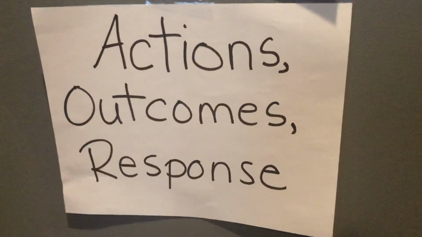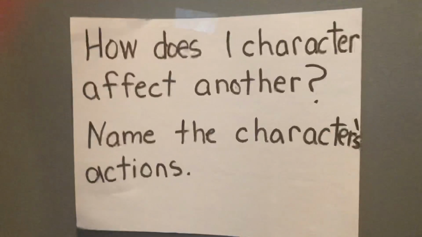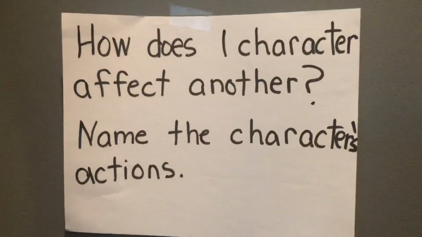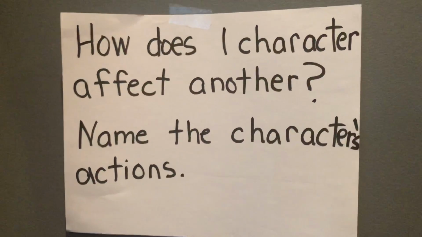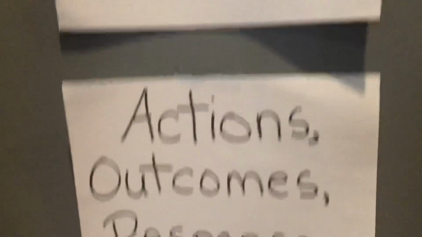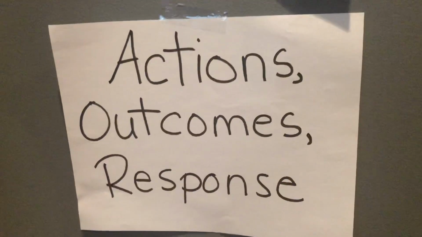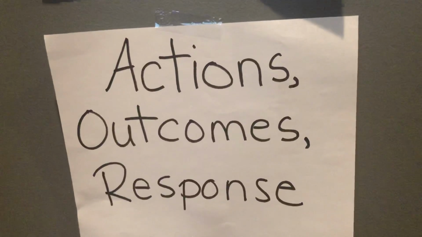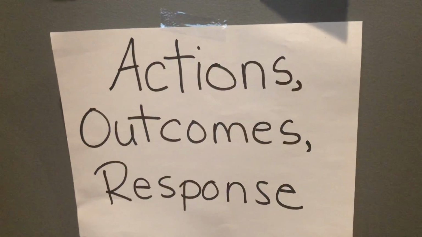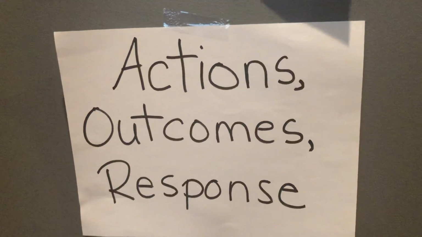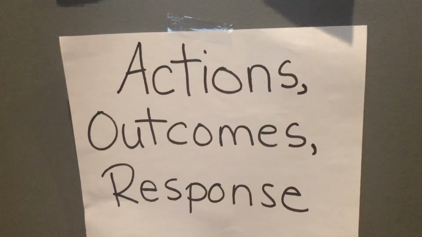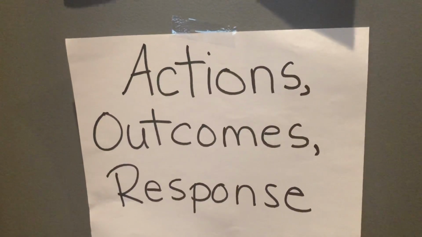So this strategy, we're going to have two ideas in our minds as I'm reading to you. How does one character affect the other? And you're just going to simply name the character's actions, okay? Because this strategy is when we understand that the actions of one character can have effects on the other characters. We're going to consider the character's actions and the outcome. Think, how do the other characters respond? Think again. What can we learn from their response?